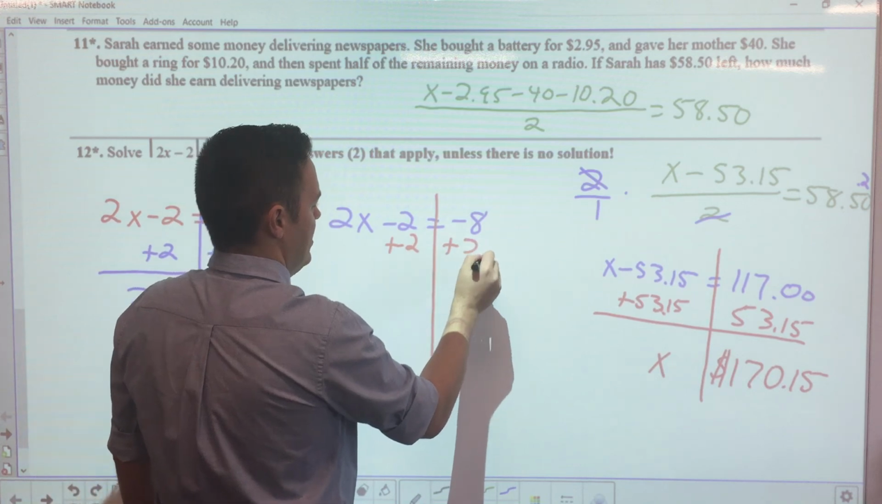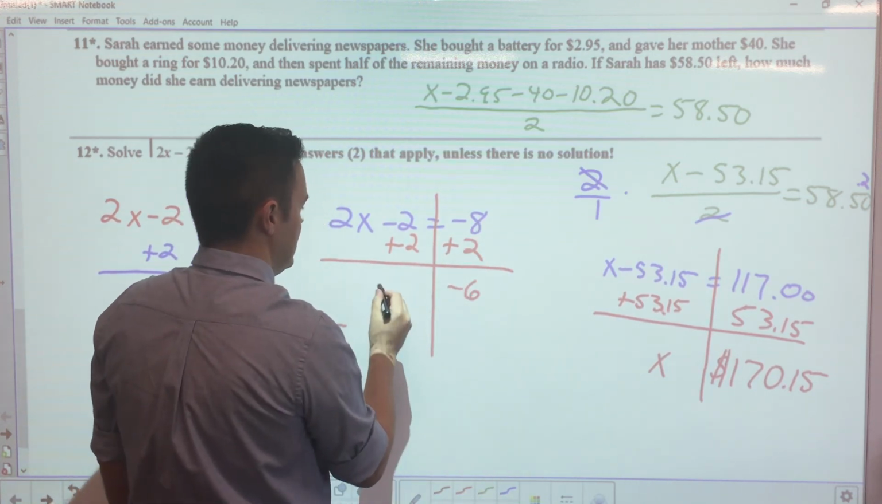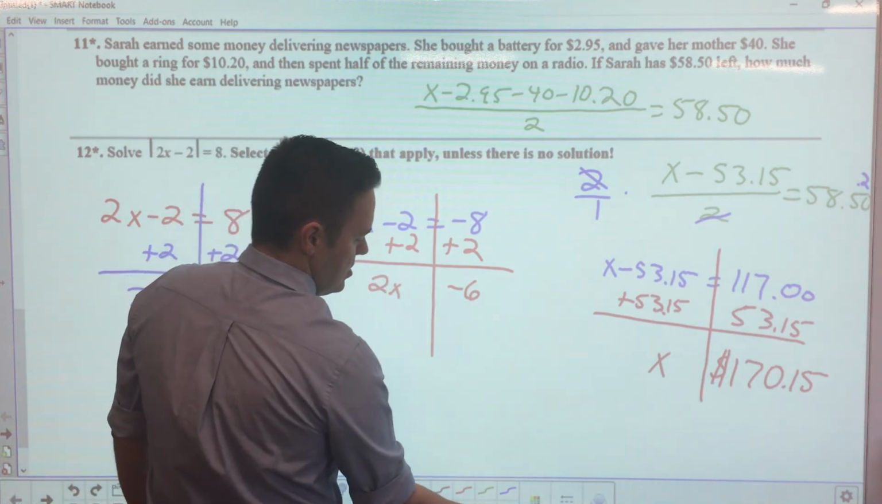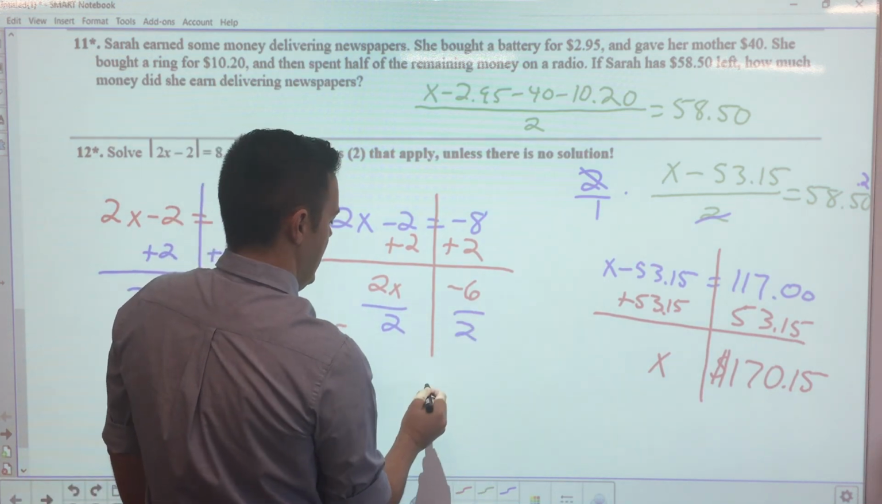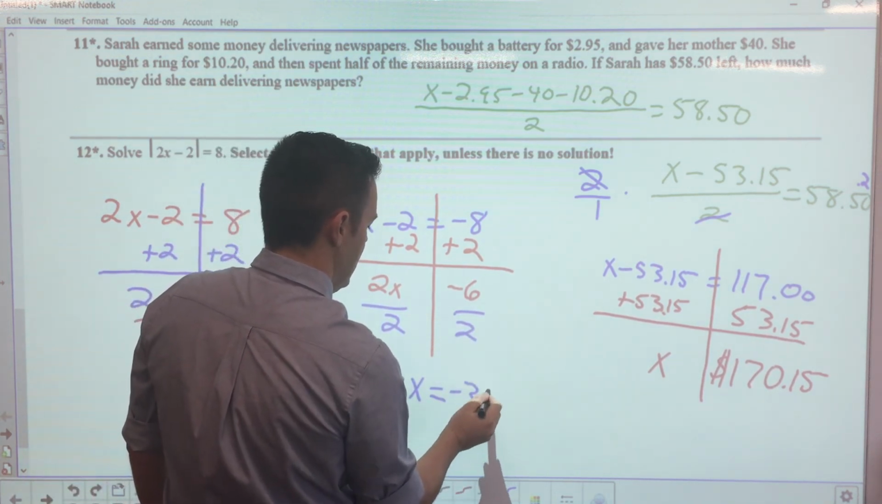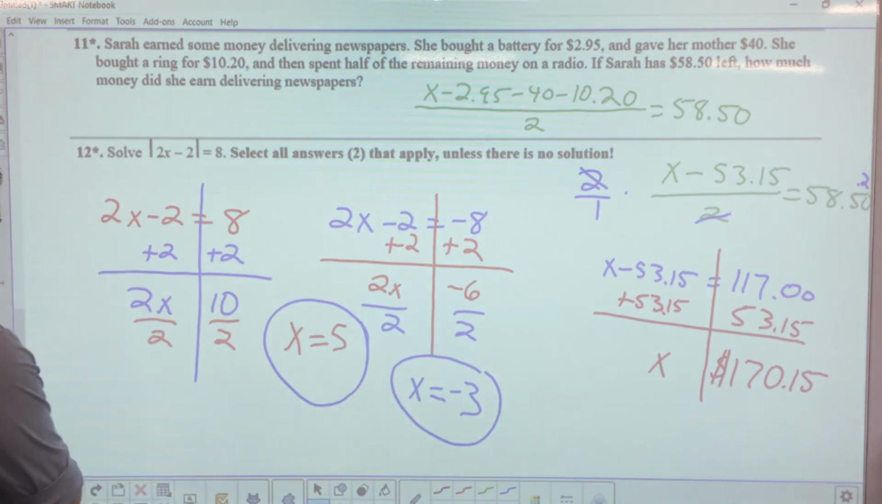add 2, same setup, but now because it's negative, you have a negative 6 and a 2x. Divide that by 2, and x equals negative 3. So your 2 points are 5 and -3.